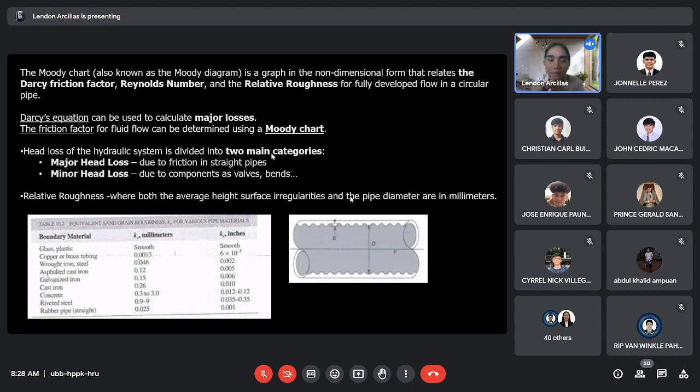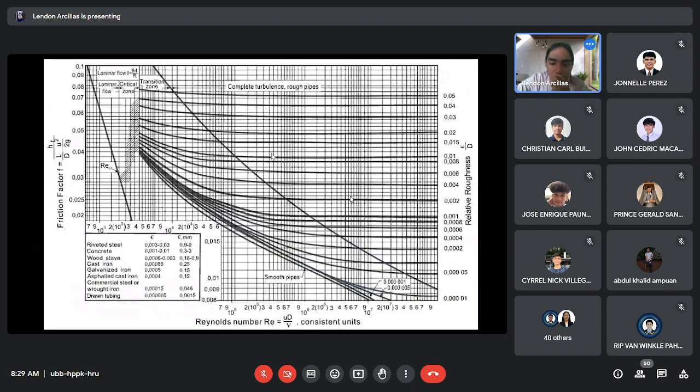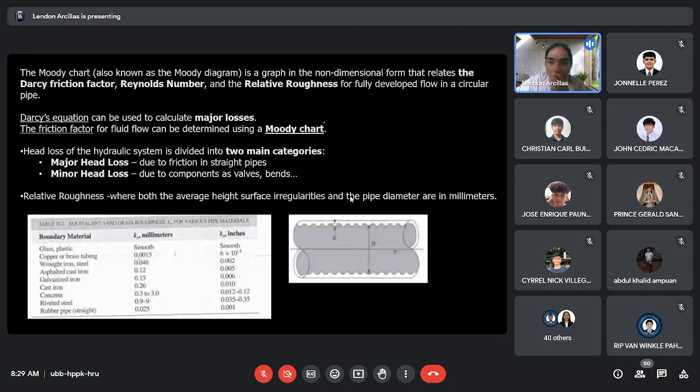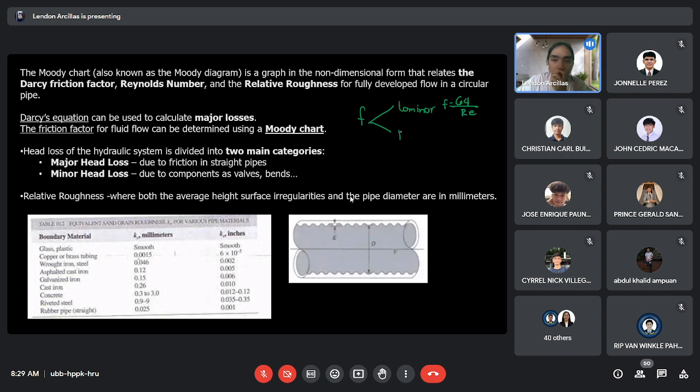So it's either pag laminar yung flow, we could have a formula. To find the value of F, pag laminar lang yung flow, that is 64 over the Reynolds number. Pag turbulent yung flow, you need the Moody diagram.